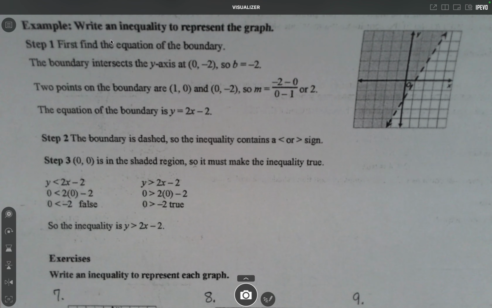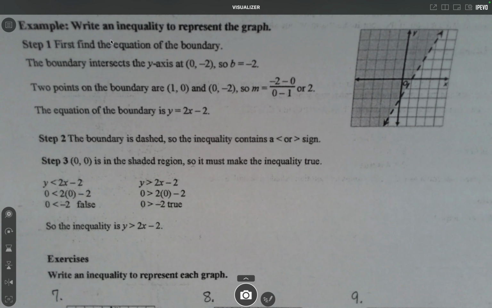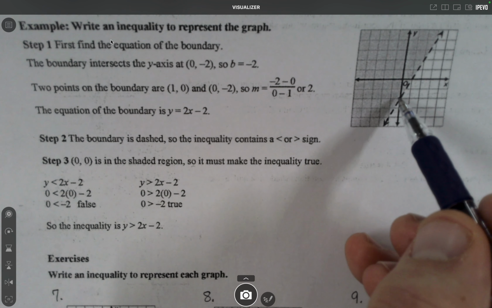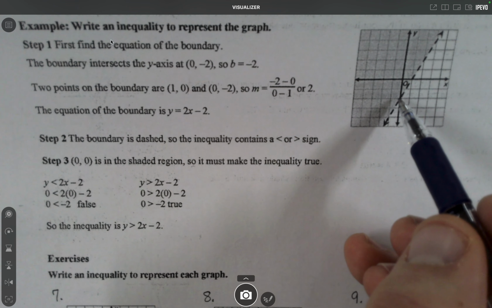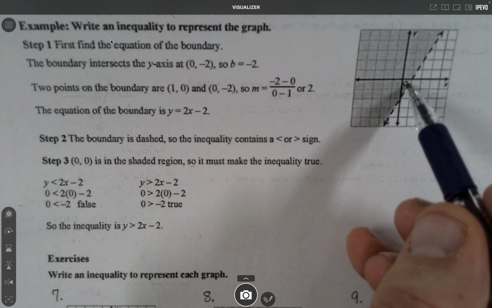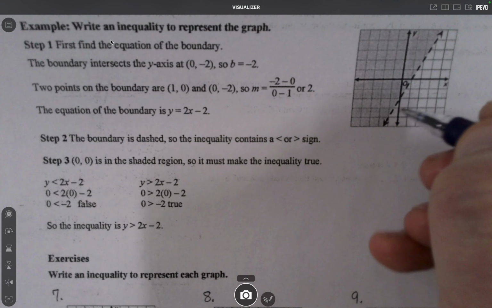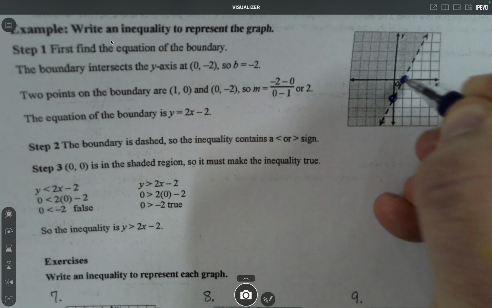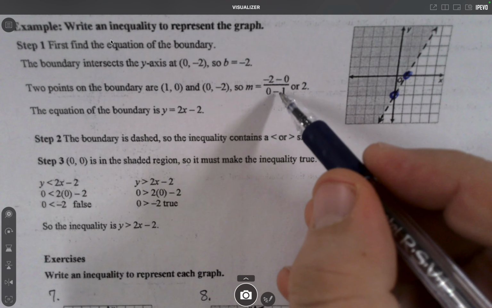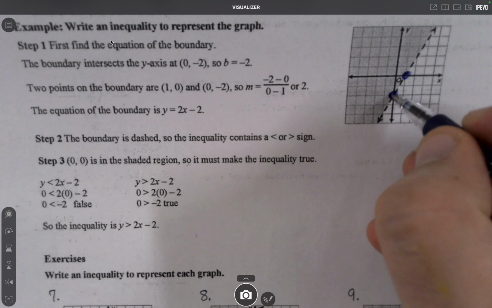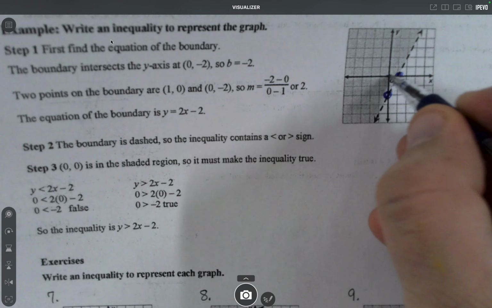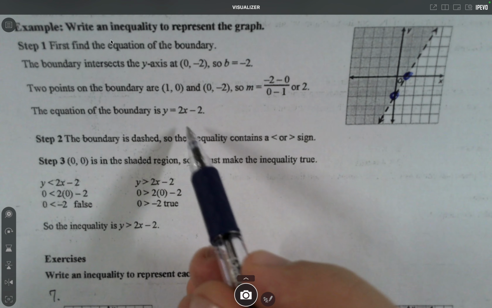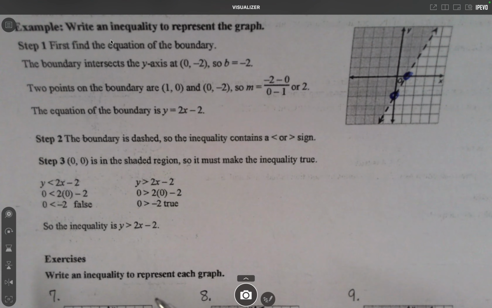So first, we need to find the equation of the boundary. And the easiest thing to do there is start with the y-intercept, in this case negative 2, and then figure out the next spot that actually hits a point. So let's see, it hits the point 1, 0 right there. So we have the point 0, negative 2, and the point 1, 0. If you want to do the slope formula like they show here, feel free. You can also just do rise over run. You see it goes up 2 and over 1, meaning the slope is 2. So they just used that information to write y equals 2x minus 2.